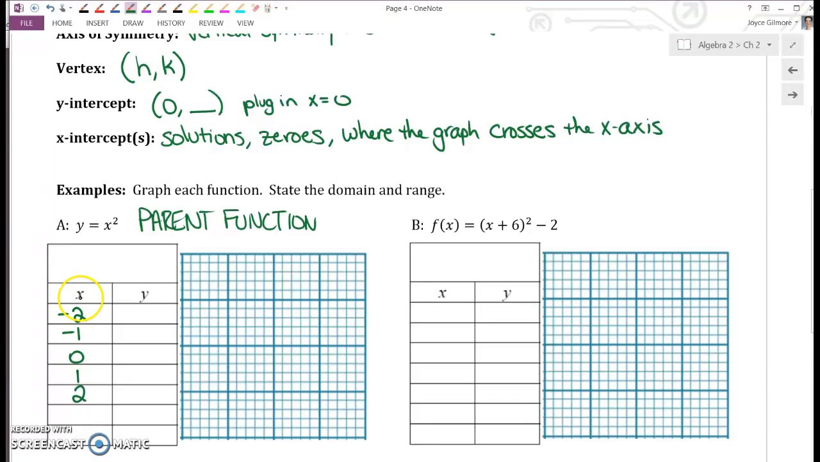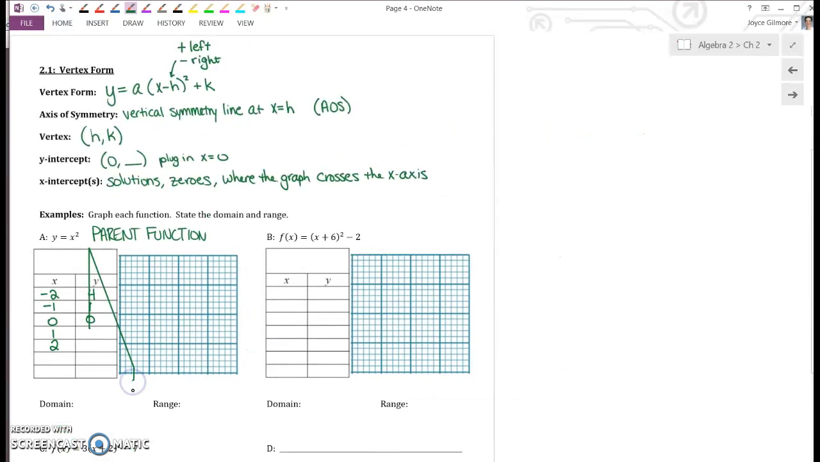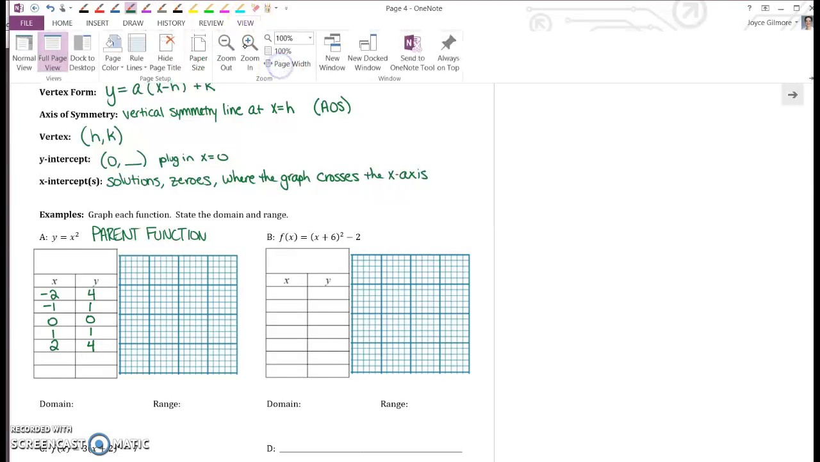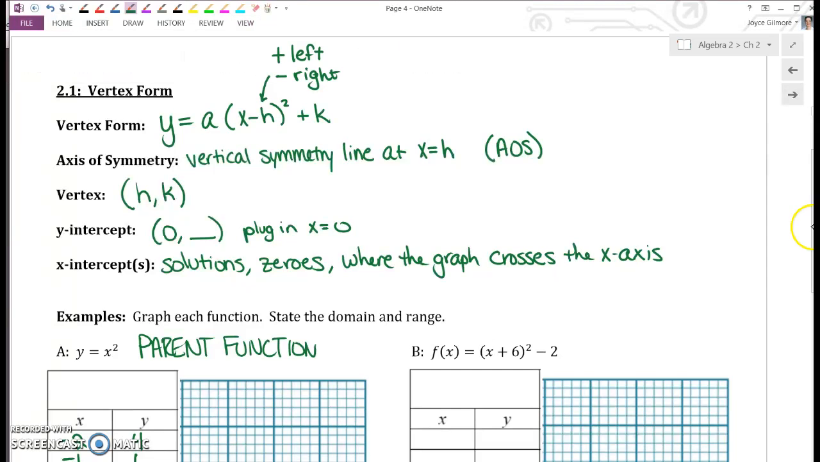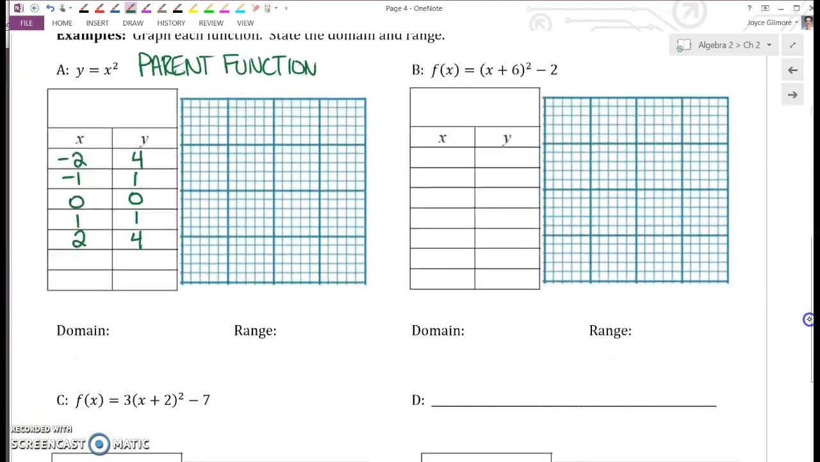So plug in -2. What is -2 squared? 4. What is -1 squared? 1. What is 0 squared? 0. 1 squared is 1. And 2 squared is 4. We need to plot those points to see our parabola. So take a moment, plot those points.